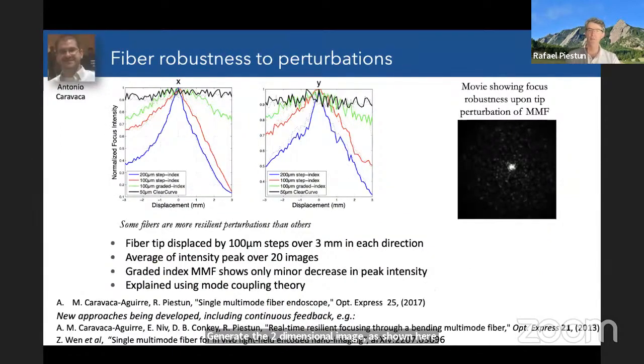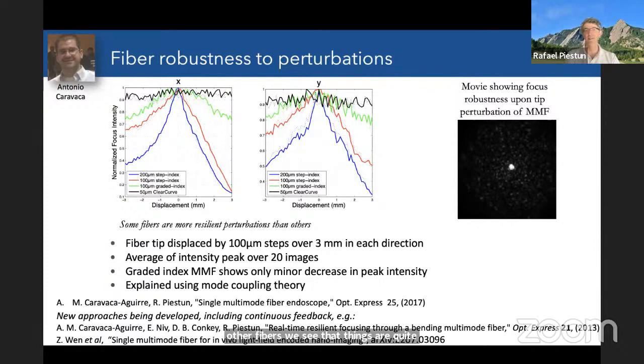So one of the main problems with multimode fibers is that once we do the calibration, if the fiber is perturbed, we lose the calibration. So we've done experiments with different types of fibers to show that if the fiber is not too long and the perturbation is not too dramatic, we can preserve the calibration. So here we see we are focusing essentially on a spot and then moving the tip of the fiber by some distance in millimeters. And it shows that for some fibers, there is a decrease in the intensity of the spot as we bend the fiber. So this is in X, this is in Y. But for some other fibers, we see that things are quite constant.